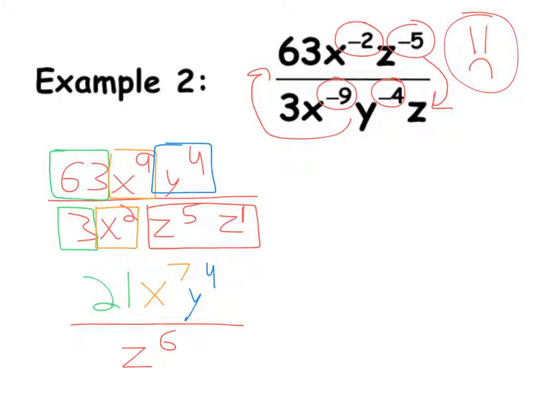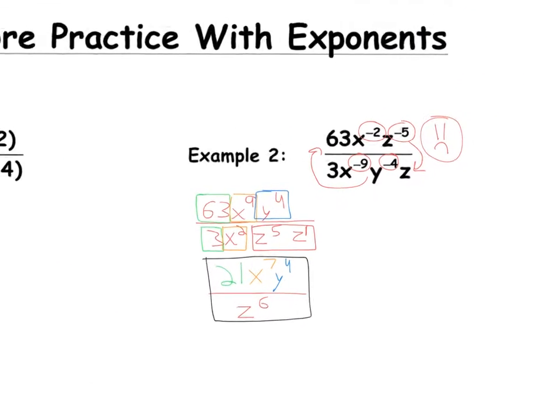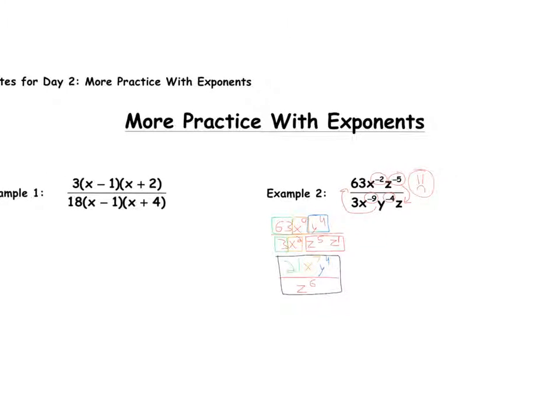And so my final answer has one reduced fraction. 63 over 3 is 21. It has one x term, one y term, one z term. That's your goal in simplifying. You want one of everything. Put it together, you get this nice, beautiful package. So, this is what we talked about yesterday. And now we're going to take this concept and apply it to something slightly different. So, now let's take a look at example 1.